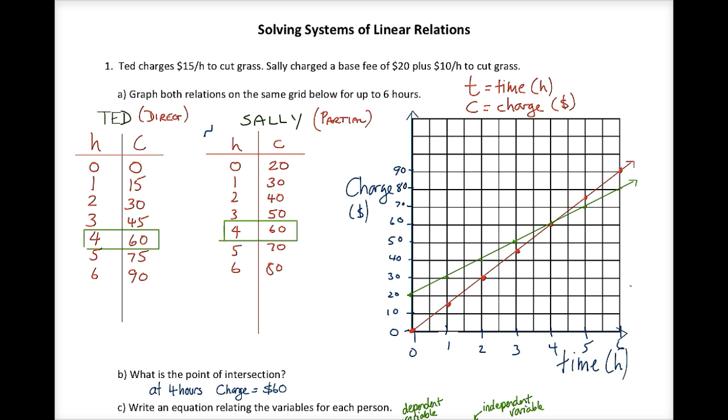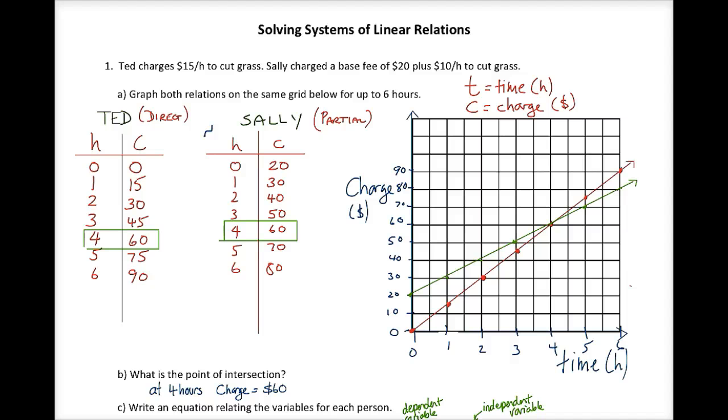We were given some information about the problem. Ted charges $15 per hour. There's no initial value here. Sally charges a base fee of $20 plus $10 an hour to cut grass. In the first part of the question, it tells us to go up to 6 hours. So that's a big advantage. You don't have to figure out what scale or what values to use for time. We're just going to use 6 hours.